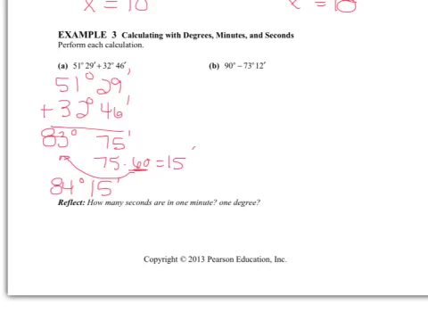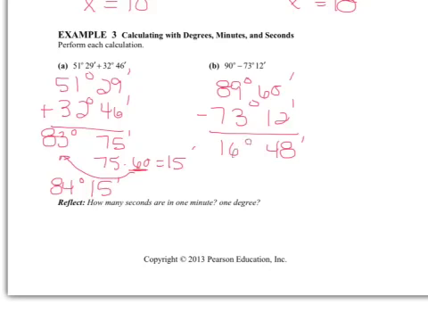Next, we have 90 degrees minus 73 degrees and 12 minutes. We can't keep that 90 because we're going to have to borrow, since we don't have any minutes there. So our 90 actually becomes 89 degrees and 60 minutes. We're really just borrowing. Then we subtract 73 degrees and 12 minutes. If we take 60 minus 12, that leaves us with 48 minutes, and 89 minus 73 leaves us with 16 degrees. So the final answer is 16 degrees and 48 minutes. Because 48 is less than 60, we do not have to change anything on that one.